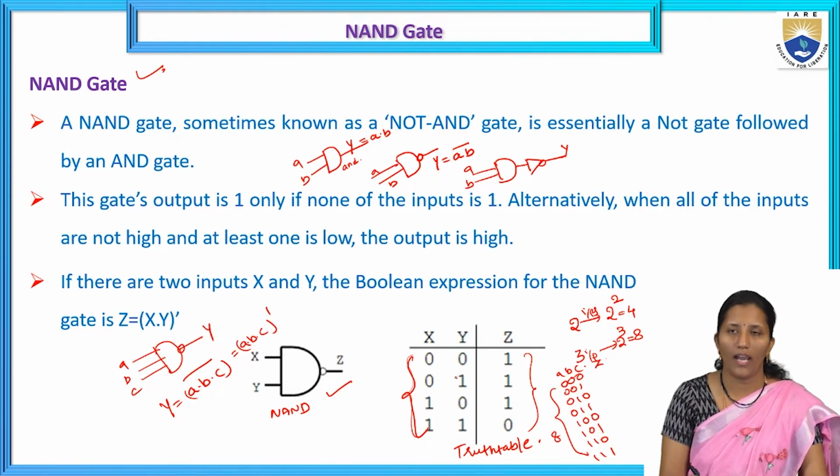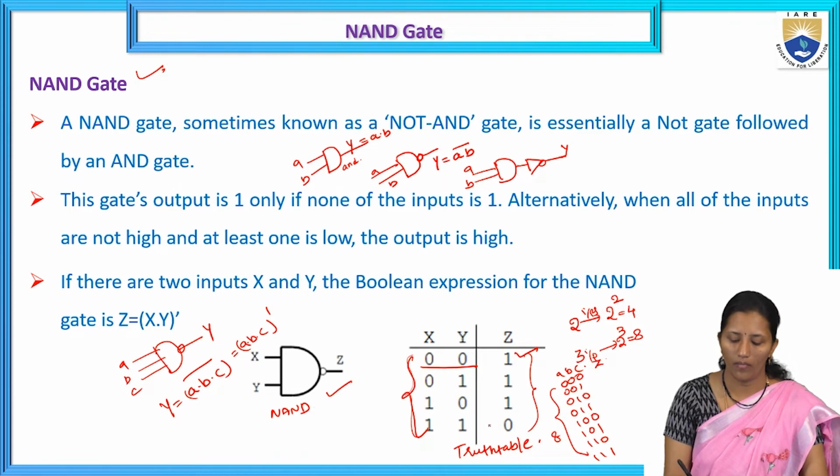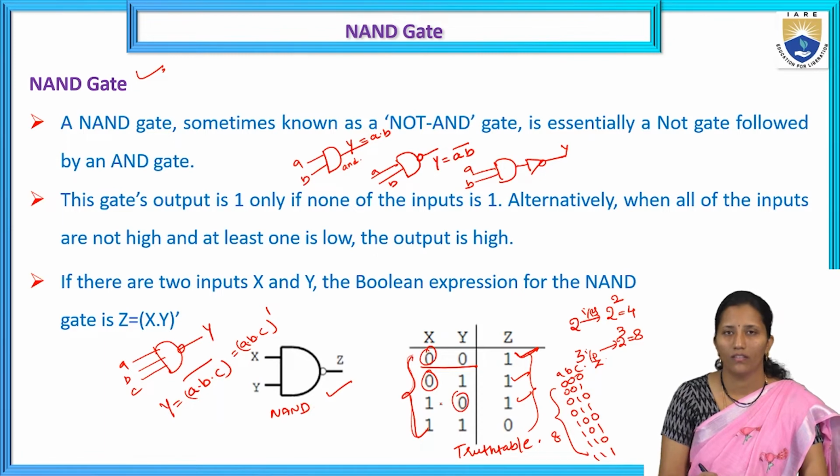In the NAND gate, if both inputs are 0, then we are going to get output 1. If any one of the inputs to the NAND gate is 0, we are going to get output 1. If both inputs are 1, we are going to get output 0. So for 0, 0 the output is 1. For 0, 1 the output is 1. For 1, 0 the output is 1. For 1, 1 the output is 0.